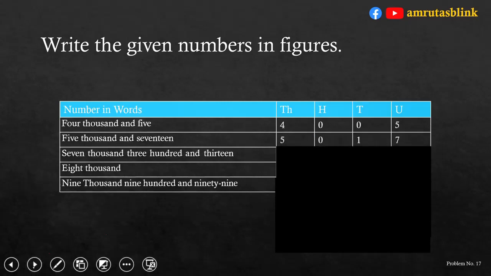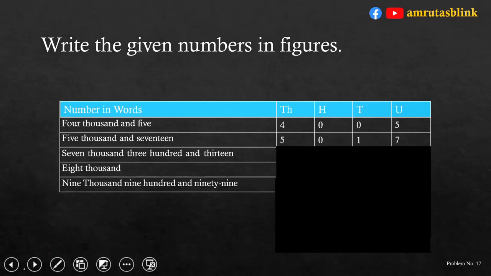Now next is 5017. So 5 will come at thousands place and there is a 17 given. So 1 will come at tens place and 7 will come at units place. There is no digit to fill up the hundreds place, so it will be filled by 0. Hence the required number is 5017.